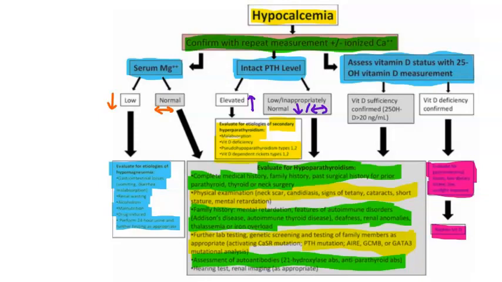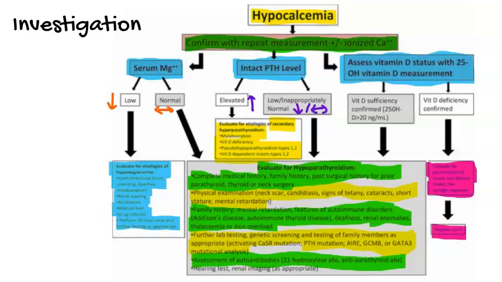Next, regarding the PTH level. If it's elevated, evaluate for etiologies of secondary hyperparathyroidism. These include malabsorption, vitamin D deficiency, pseudohypoparathyroidism type 1 and type 2, and vitamin D dependent rickets type 1 and type 2. If the PTH level is low or inappropriately normal, evaluate for hypoparathyroidism.